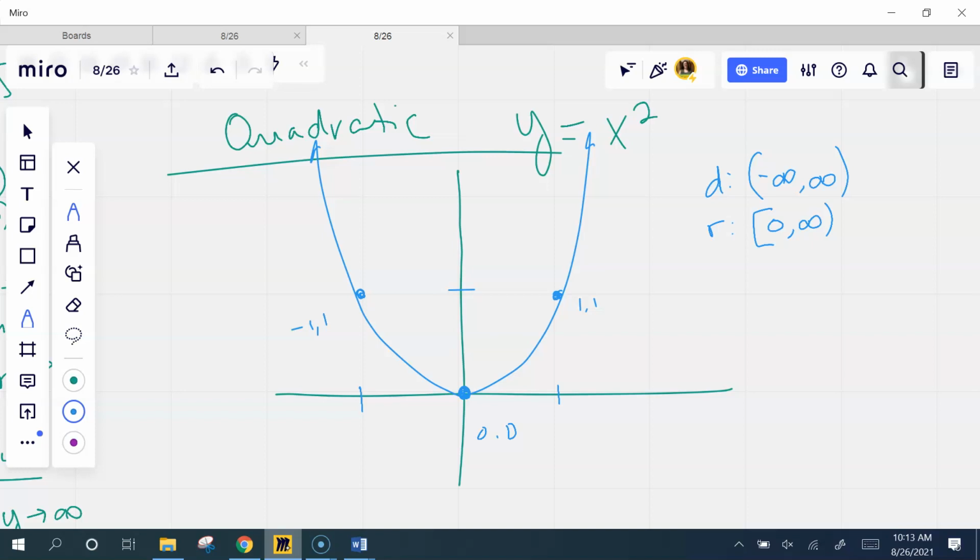Is it continuous? Yes, it is continuous. It didn't have zeros. It doesn't show any symmetry. Yes, it's even symmetry. How can you tell?